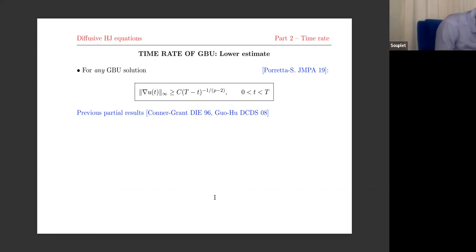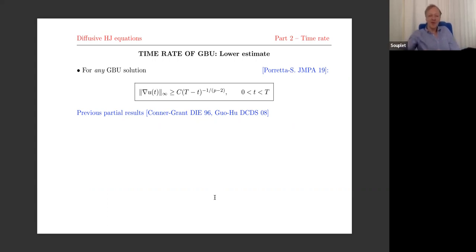Okay, so let's go to the second topic, which is the time rate. There is a fundamental lower bound, which is capital T minus t to the power minus 1 over p minus 2. So the key number is 1 over p minus 2. So you already see a difference, because for the Bernstein estimate, the space estimate was 1 over p minus 1. I will comment on this later.